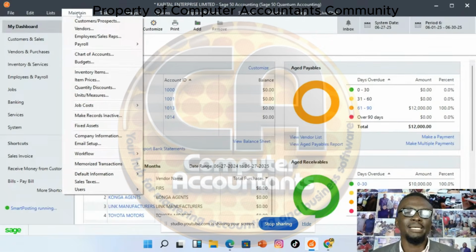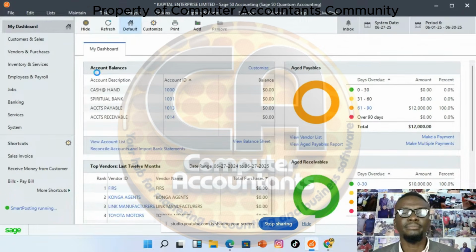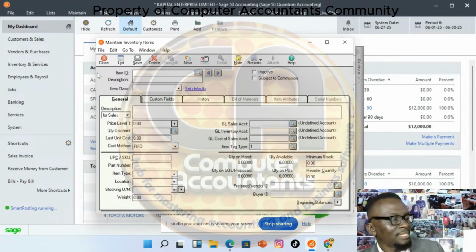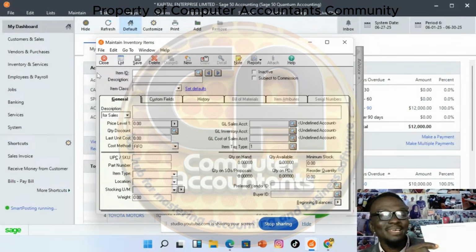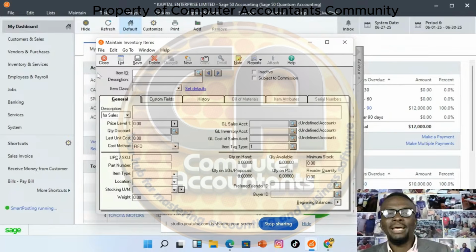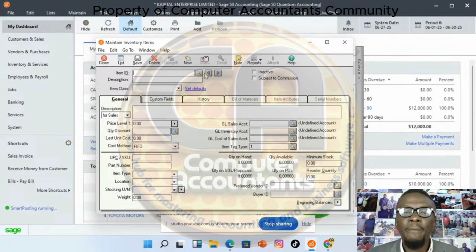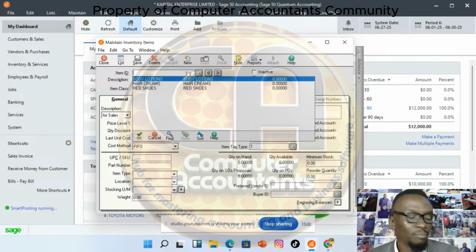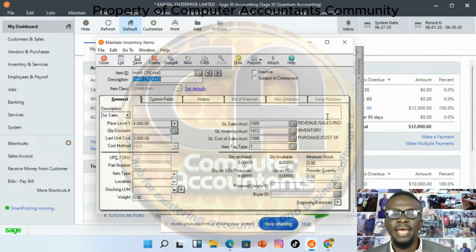You go back to maintain and select inventory item. So these 3 items are more like beginning balance. They are just like beginning balance brought forward. So quantity of items brought forward to a new period. So you call back your item name, which is hair cream. Good, this is it. So this is the hair cream that we created yesterday, if you still remember.